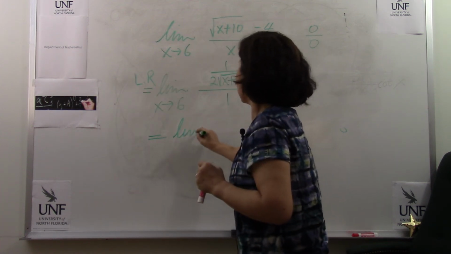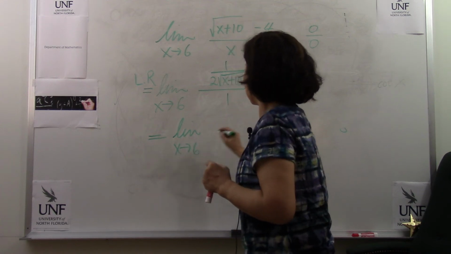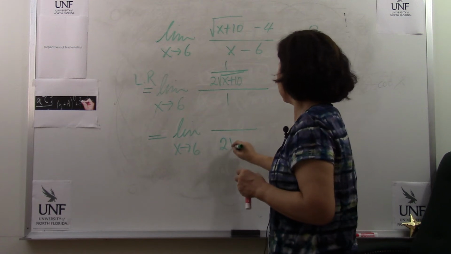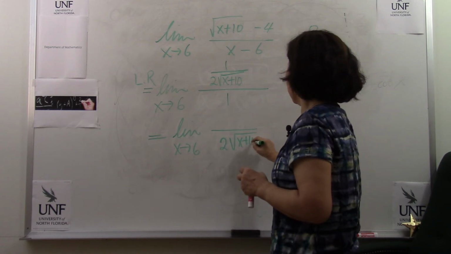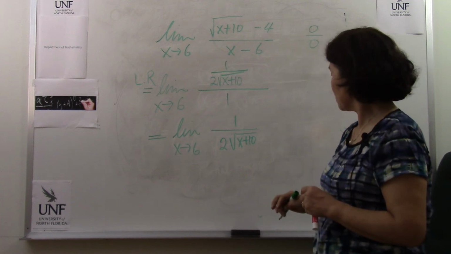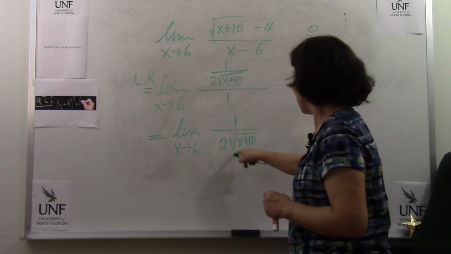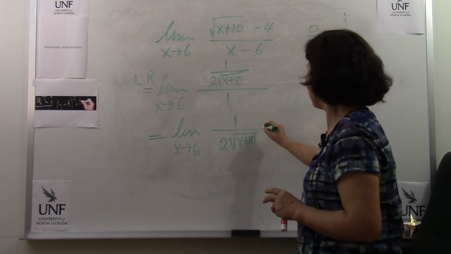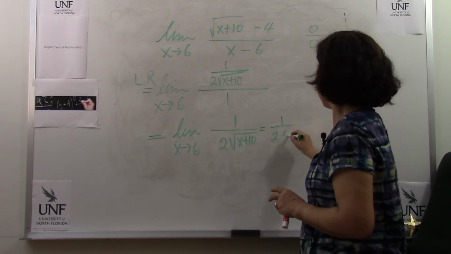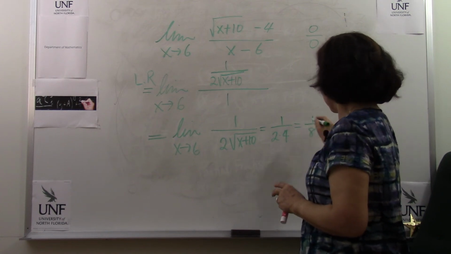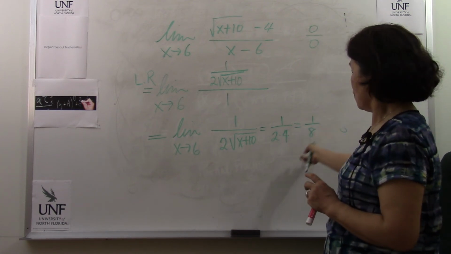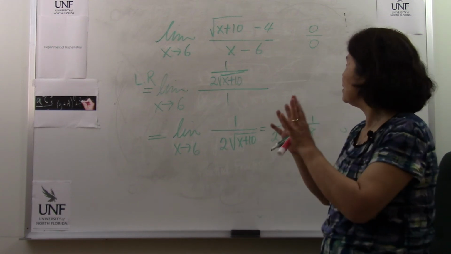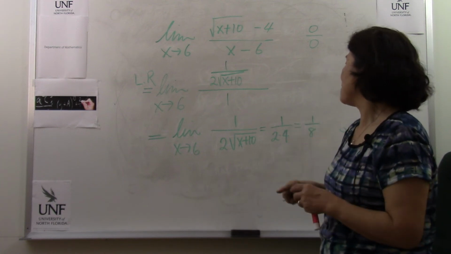So the limit as x goes to 6. This one comes in the denominator, so 1 over 2 times square root of x plus 10. Now 6 goes in here, so square root of 16, which is 4, 2 times 4, so 1 over 2 times 4, which is 1 over 8. I remember we did earlier that the answer was 1 over 8. So 2 different ideas, we got the same answer, 1 over 8.